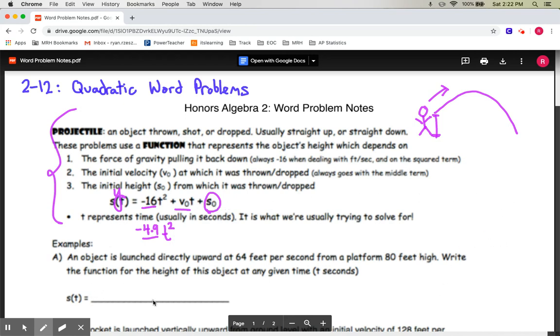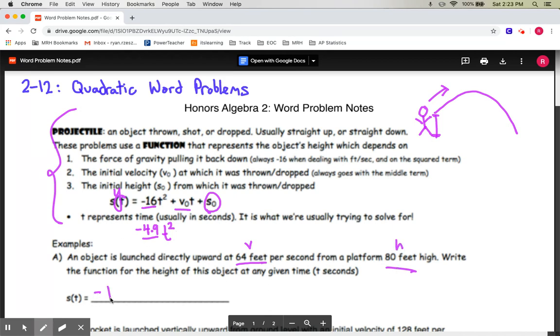So this part, again, you can just look at. Still don't have to write anything down yet. When I scroll down, I'll have you copy that. But we have an object that is launched directly upward at 64 feet per second. That's a velocity right here. That's the force we're putting on it. And then the platform is 80 feet high. That's our starting height. And the problem is in feet.